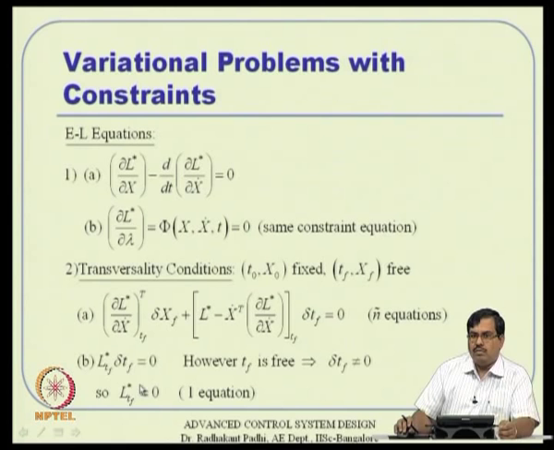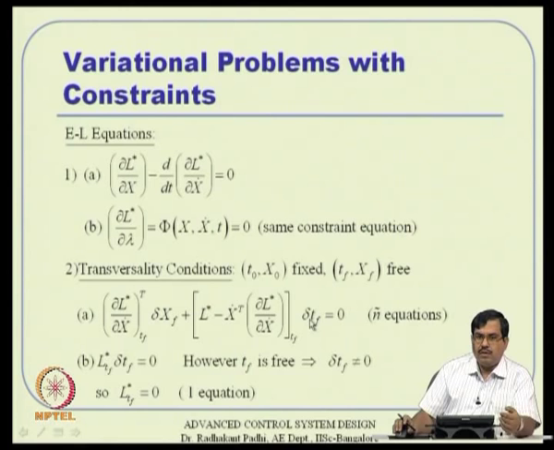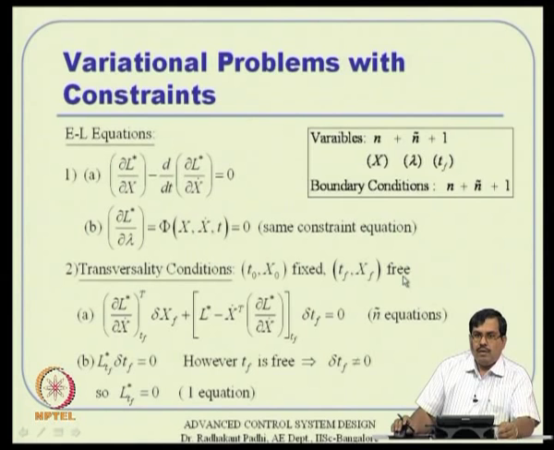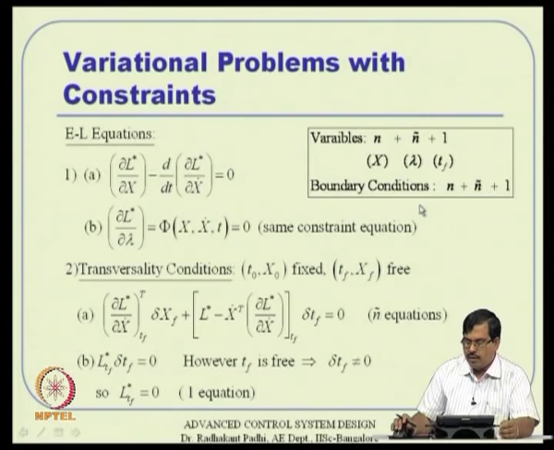So, depending on what all conditions we have, we can talk about additional boundary conditions coming from there. Now, in variable sense, we have x which is n-dimensional, lambda which is n-tilde dimensional, and tf which is one-dimensional. In number of boundary conditions sense, we have x0 fixed, then this set of conditions will give us n-tilde equations, and this will give us one more equation. So in a way the problems are always like that: the number of variables and the number of boundary conditions are the same. It is only a matter of how we exploit that.